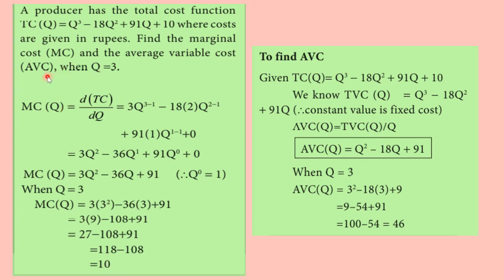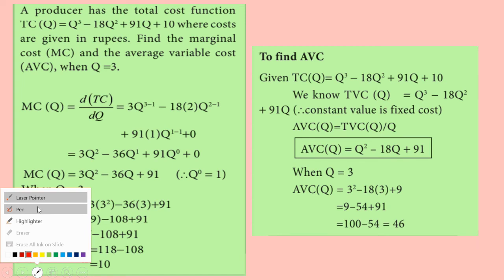Now going to the second part, calculation of AVC. We have got only the total cost given. Total cost is this much. From this we have to find out the total variable cost. In the fourth chapter, we studied about the cost and revenue. So TC is nothing but TFC plus TVC.